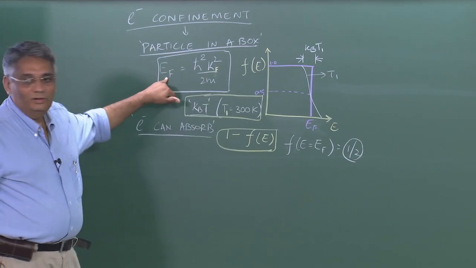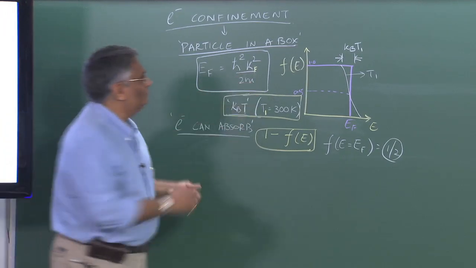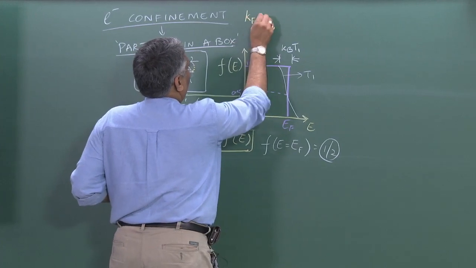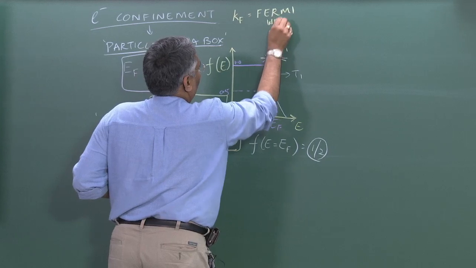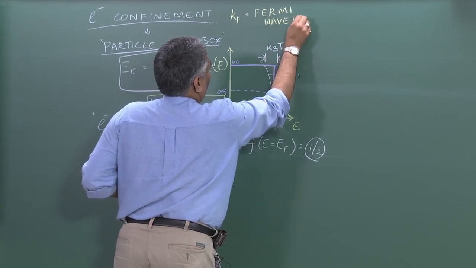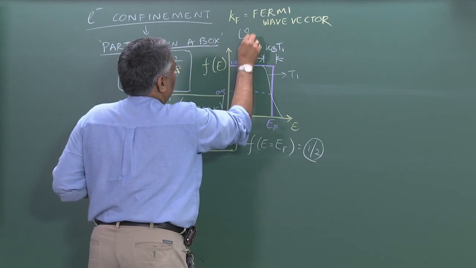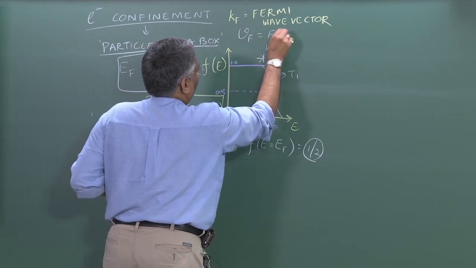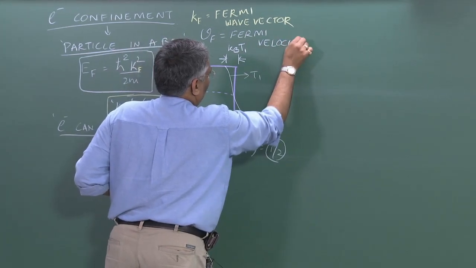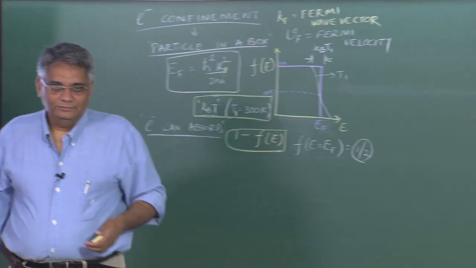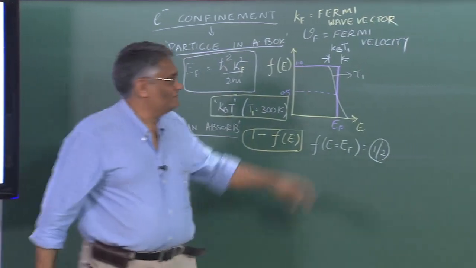since I called it EF, now we can introduce this KF, which is the Fermi wave vector, and we can also introduce the Fermi velocity. Typical Fermi velocities are of the order of 10 raised to 5 to 10 raised to 6 meters per second.